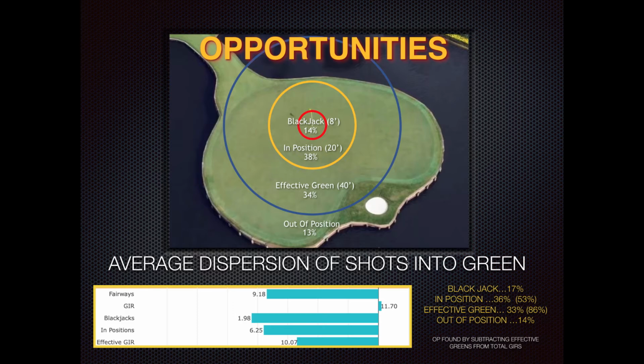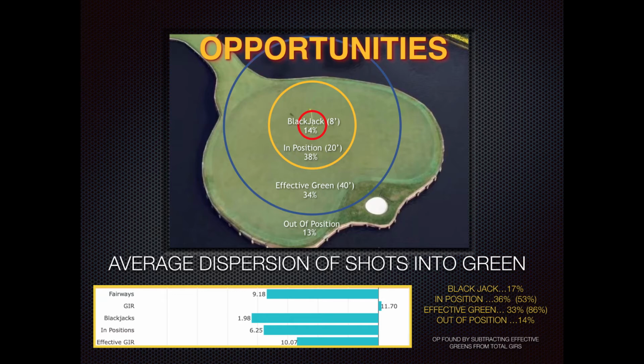So on this page, we're going to talk about scoring opportunities. If you played a tournament round or took an entire season, this would be roughly what it would look like. We project you hitting 14% of your shots at 8 feet and in. We would project 38% of your shots between 8 feet and 20 feet, which is your in position number. Your effective green number is roughly 34%, and then your out of position number is roughly 13%.